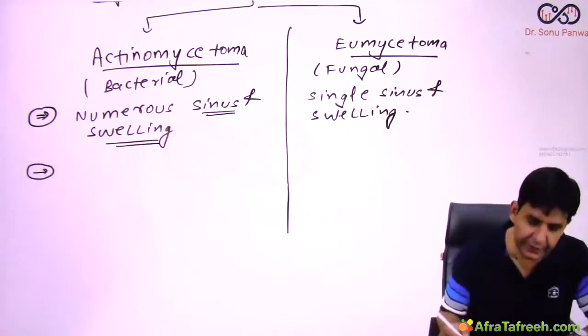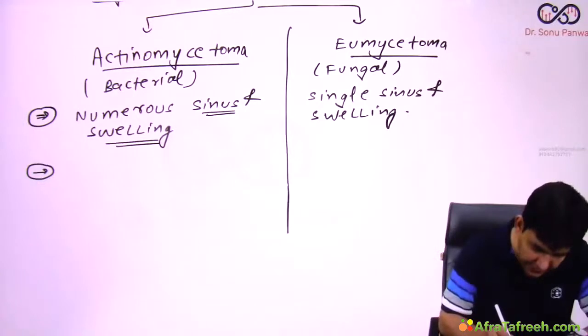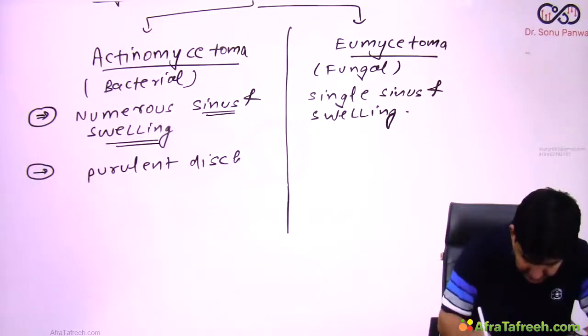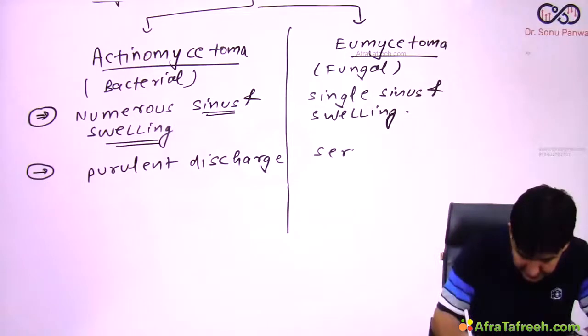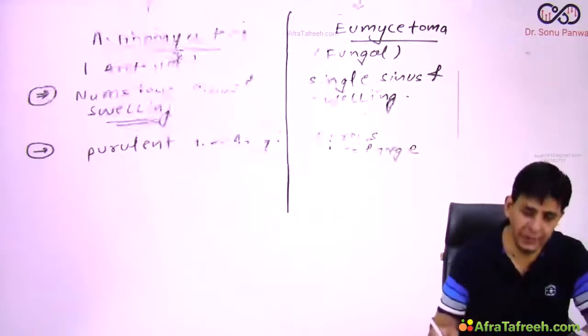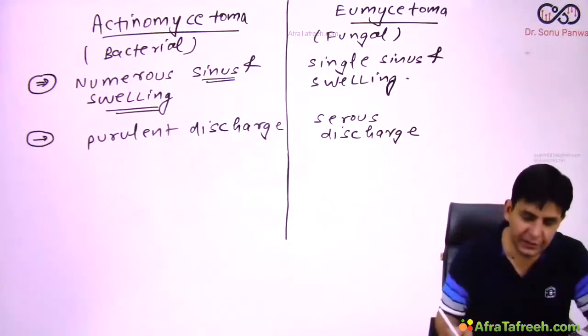Then you remember which type of discharge comes out of it. So remember, in actinomycetoma it is mostly the purulent discharge which comes, and in this side mostly the serous discharge comes. In the eumycetoma mostly the serous discharge comes, and in this side it is the purulent discharge which comes.